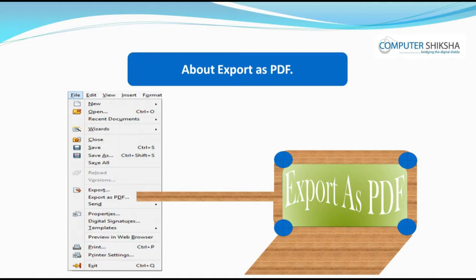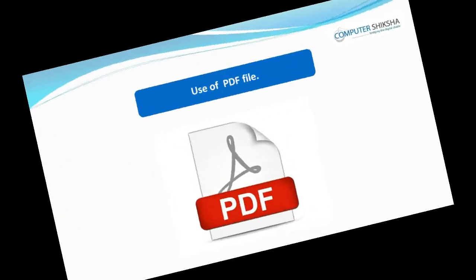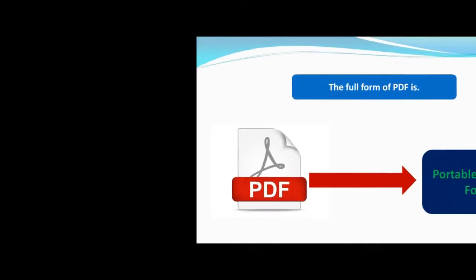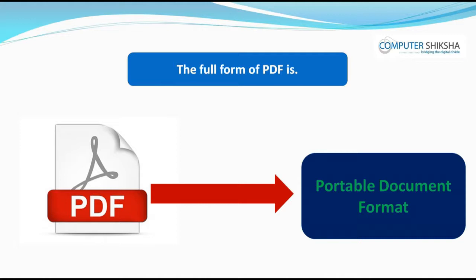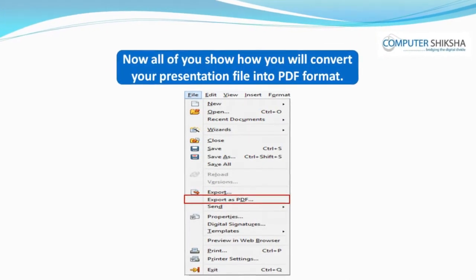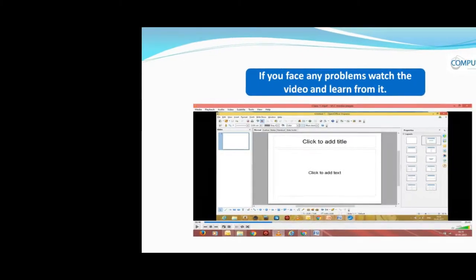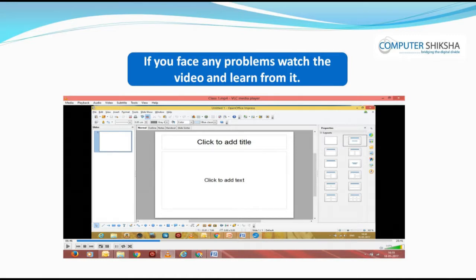Once a file is converted into a PDF format, no one can make any changes to it and one can only read it. Therefore, once your file gets converted to PDF, your file information becomes safe. The full form of PDF is Portable Document Format. Now, all of you show how you will convert your presentation file into PDF format. If you face any problems, watch the video and learn from it.